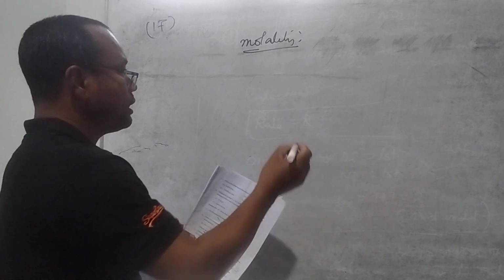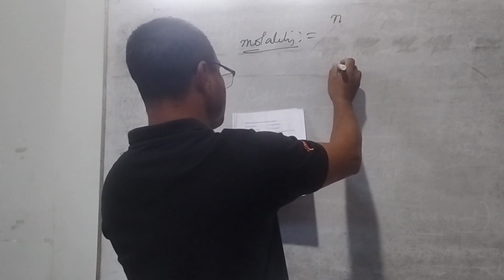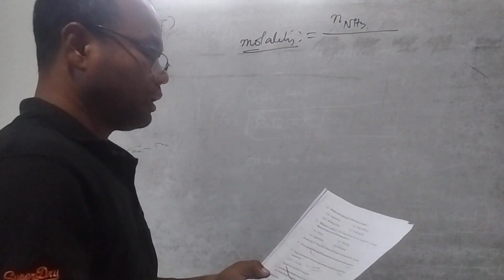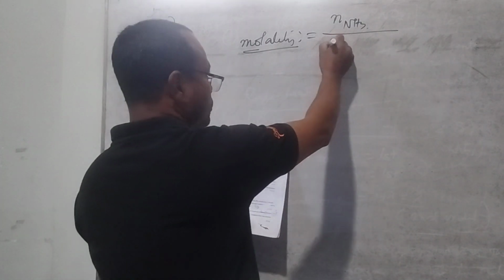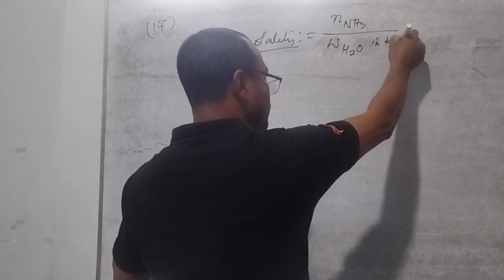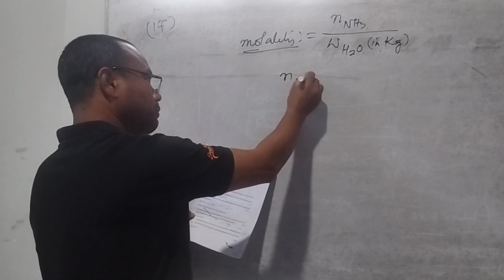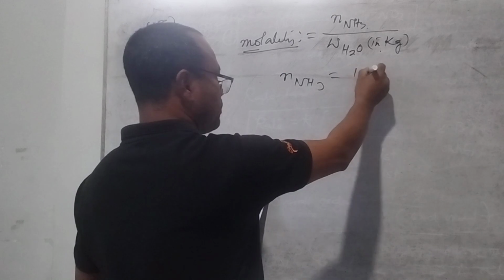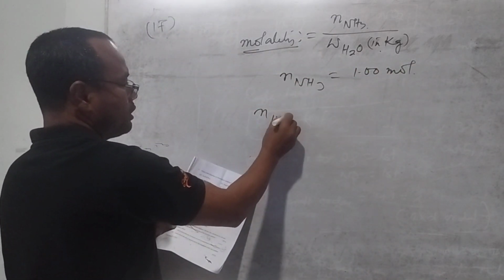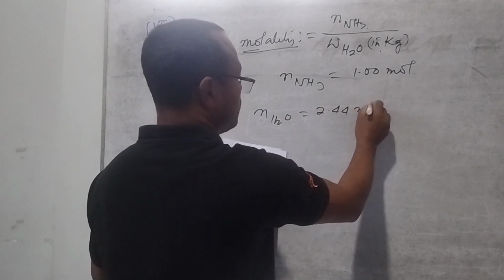As we know, the molarity can be calculated as the number of moles. What is the solute present here? Ammonia. Number of moles of the ammonia, divided by the mass of the solvent. So we have to calculate in kg. Right. So the number of moles of the ammonia is given here. How many moles? 1.00 mole. And the number of moles of the water is given here. How much? That is 2.44 mole.